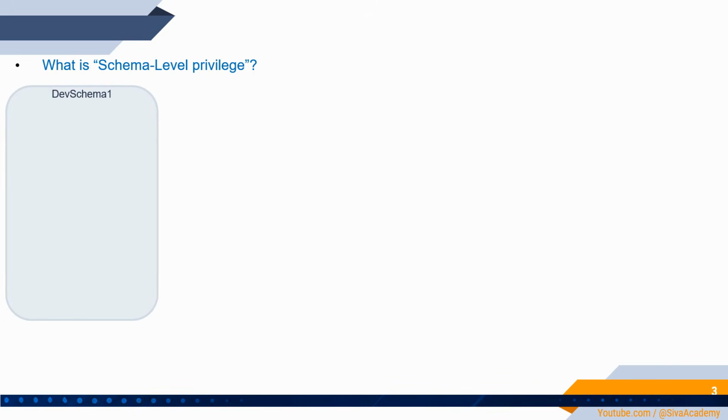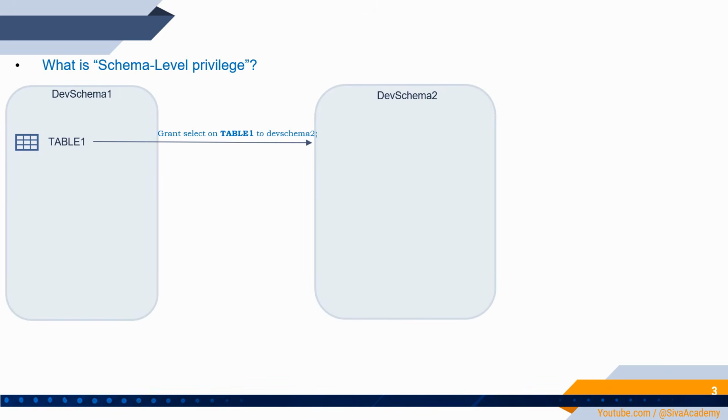To understand this better, I'm just going to give you a simple illustration. Let's start with two schemas, dev schema 1 and dev schema 2. Suppose I have table 1 in dev schema 1 and I want to give a select privilege on this table to the users of dev schema 2. In this case, we'll simply give a select privilege, that is a grant on this table to schema 2. Once the grant is given, any user of schema 2 will be able to access this table by the select statement.